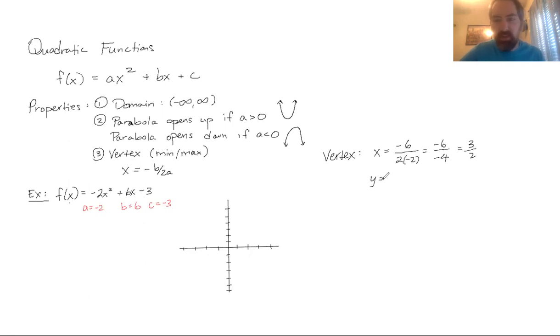And so the y value can be found by substituting 3/2 into the function. Negative 2 times 3/2 squared plus 6 times 3/2 minus 3. Again, you want to verify that you get the same answer as me, right? Make sure that you understand how to type all that into the calculator to get the answer. That should result in 3/2. It's just a coincidence that the x and y value for the vertex is 3/2.